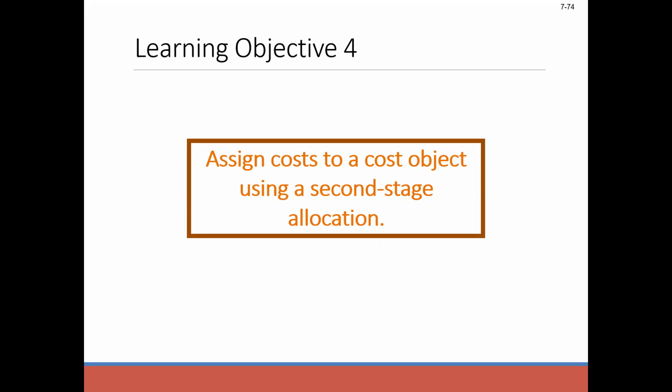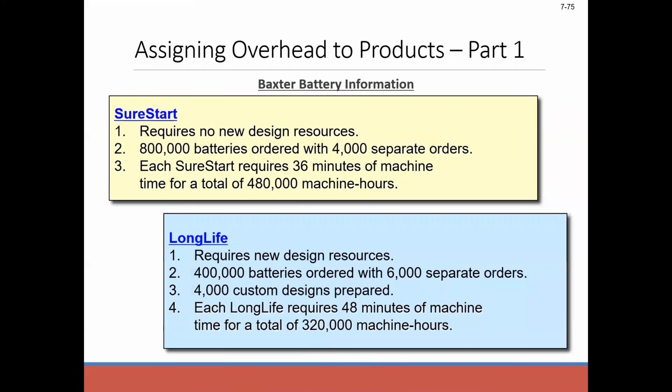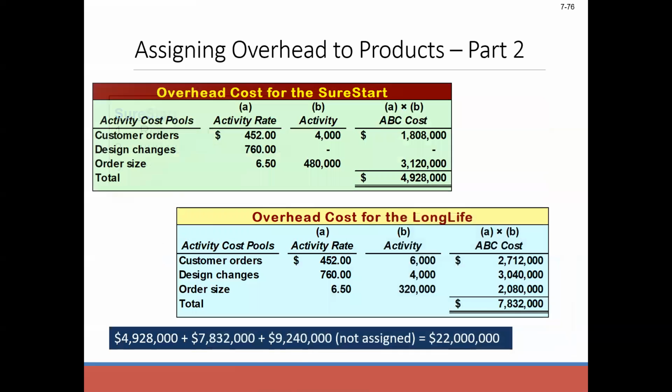So now the next objective: assign costs to a cost object using a second stage allocation. We've got two batteries, Sure Start and Long Life. Sure Start requires no new design. 800,000 batteries are ordered with 4,000 separate orders. And each Sure Start requires 36 minutes of machine time, for a total of 480,000 machine hours. The other battery, Long Life, does require new design resources. 400,000 batteries are ordered with 6,000 separate orders. 4,000 custom designs are prepared. Each Long Life requires 48 minutes of machine time, for a total of 320,000 machine hours.